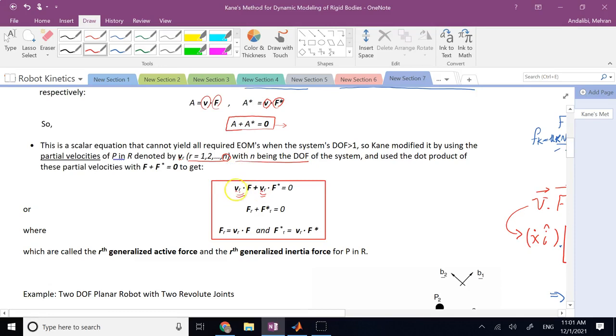So instead of dot multiplying the whole velocity vector V by F, each time he only multiplied a portion of the velocity of V by F, and that allowed him to acquire, because this R goes from 1 to n, this equation, when you expand it, it's going to give you n scalar equations, and you have n degrees of freedom, so now you are going to be fine.